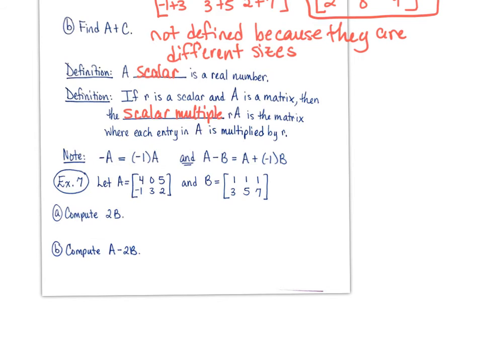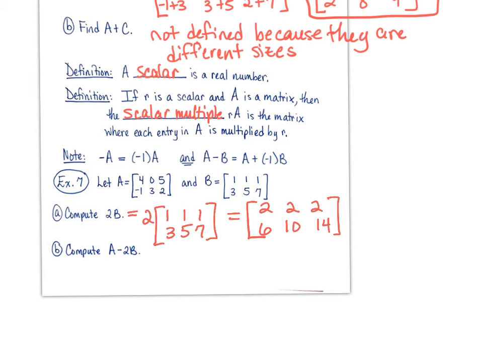So 2B would be equal to 2 times the matrix B, which is 1, 1, 1, 3, 5, 7. So what would you get now? 2, 2, 2, and then 6, 10, 14. Does everyone agree? Yes, that is correct. Good. Now, to find A minus 2B, can we subtract those? Yes, because they have the same size.